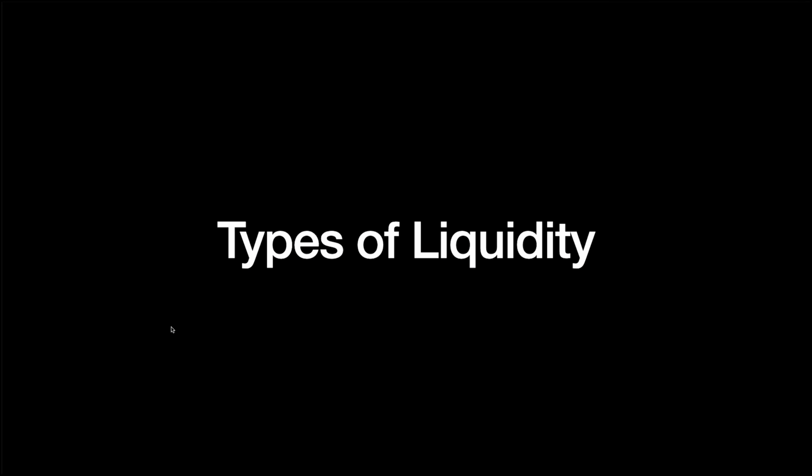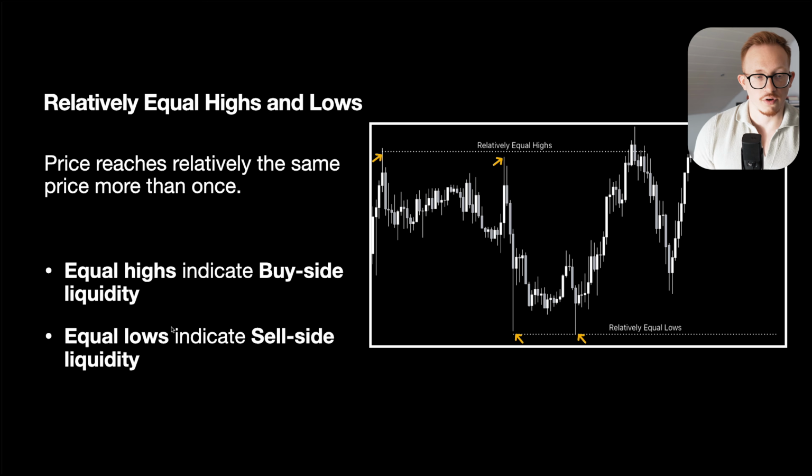Then we have the types of liquidity. First of all, we have our relatively equal highs and lows. As you can see in this example on the right, we have two highs that are relatively equal and we have two lows that are relatively equal. So price reaches relatively the same price more than once. This can also be 3 times, sometimes even 4 times, and we would still call them relatively equal highs. Some people think there's only 2 highs. No, we can also use 3 or more.